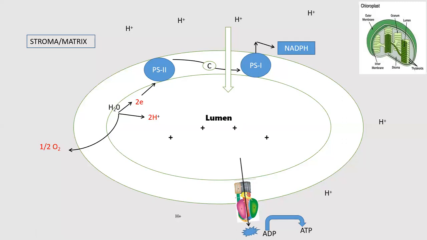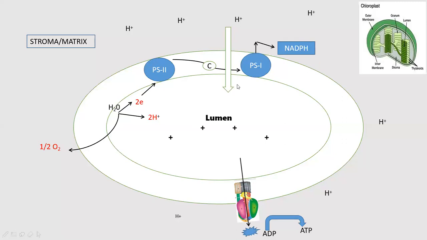In this process, while the electrons are passing from one photosystem to another, it causes a proton gradient across the membrane. So this is the stroma part, this is the thylakoid, and inside is the lumen part. There is a proton gradient across the membrane, which means the movement of protons takes place from stroma to lumen. This we call a proton gradient.